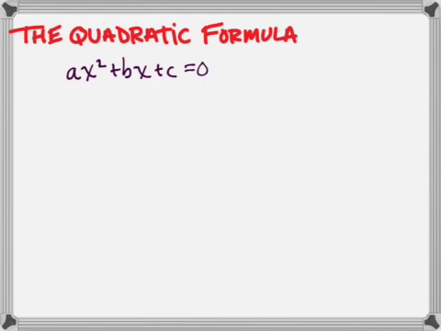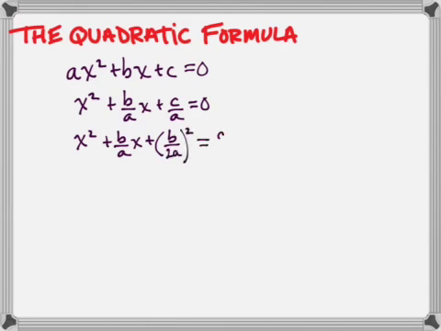Well, how am I going to do that? Divide everything by what? A. So I take this big mess and I divide it by a. And now what I need to do to complete the square is I take half of this, b over a, and I square it and add it to both sides. I brought the c over a to the other side and I added it to both sides. So I've kept my equality.